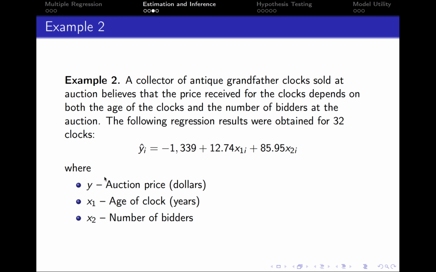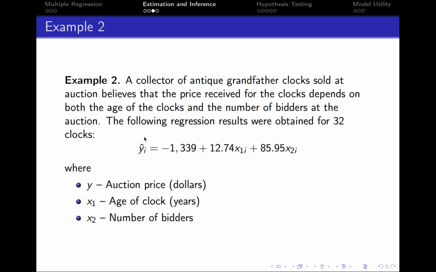And let's have a look at the example. A collector of antique grandfather clocks sold at auction believes that the price received for the clocks depends on both the age of the clocks and the number of bidders at the auction. And the following regression results were obtained for 32 clocks.